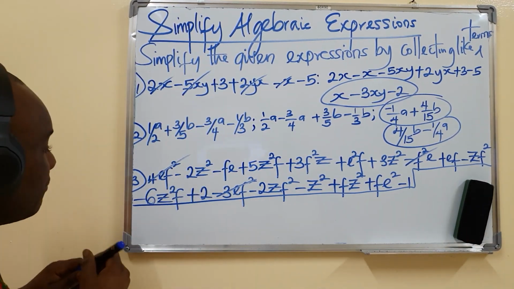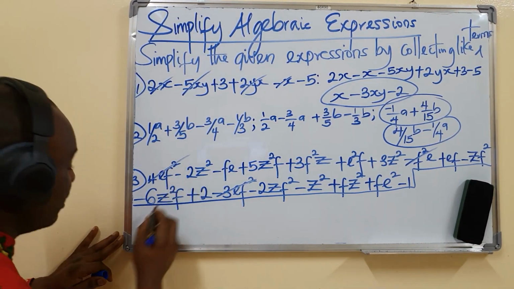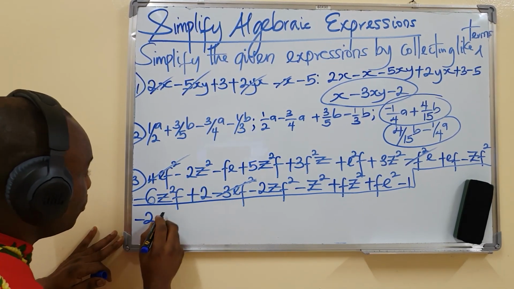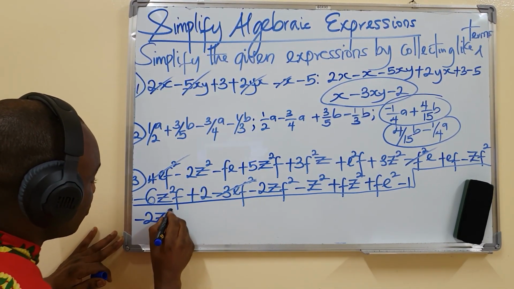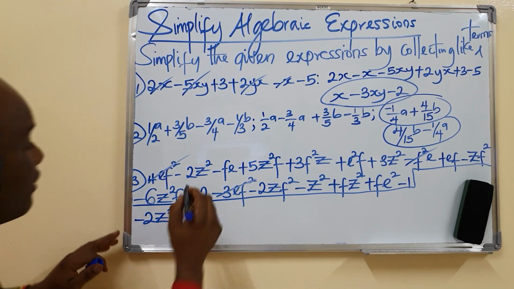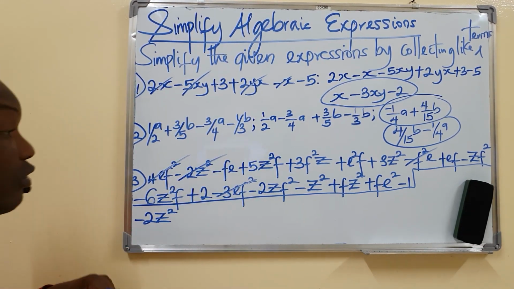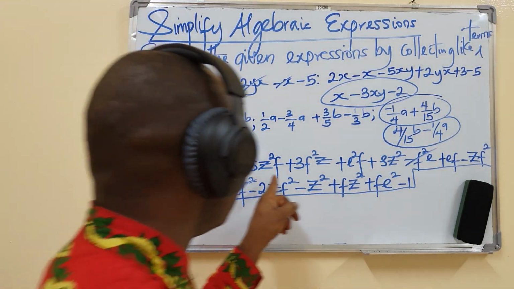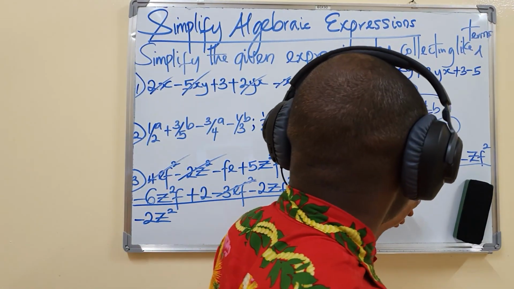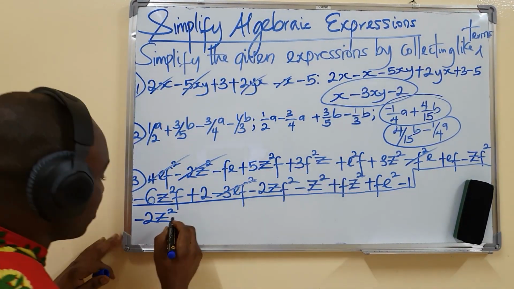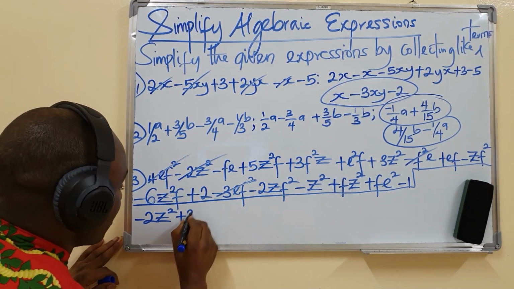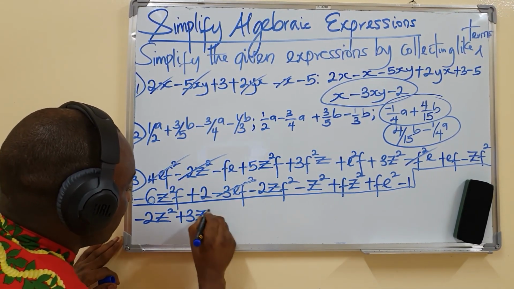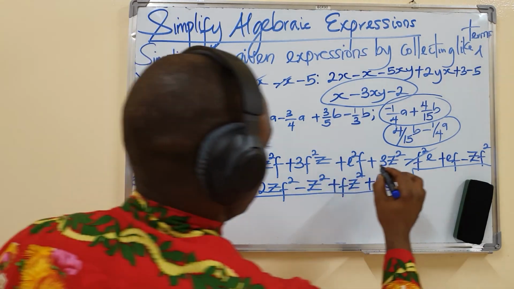Let's go for the z squared term. So first we have negative 2z squared. It's a negative, so the negative is right in front of it. Remove it. So let's look for other terms that contain z squared alone. Here we have 3z squared. That's positive. So plus 3z squared.